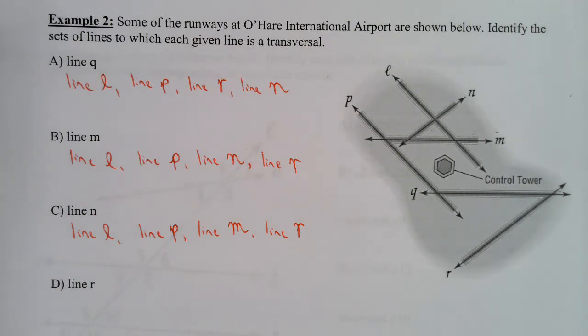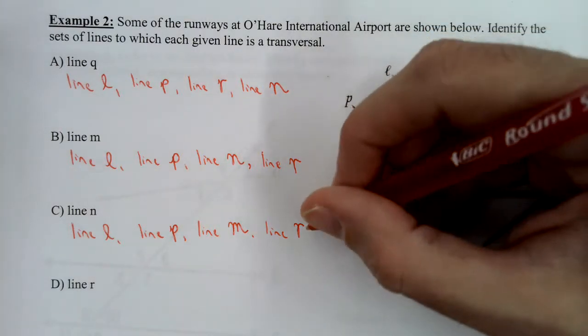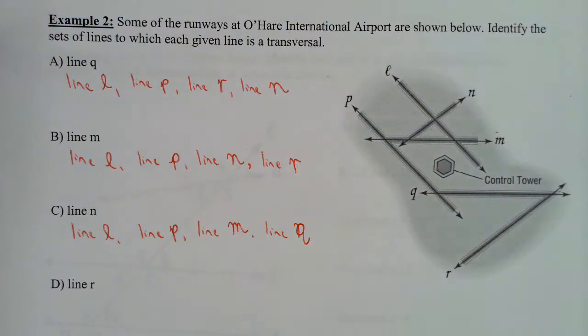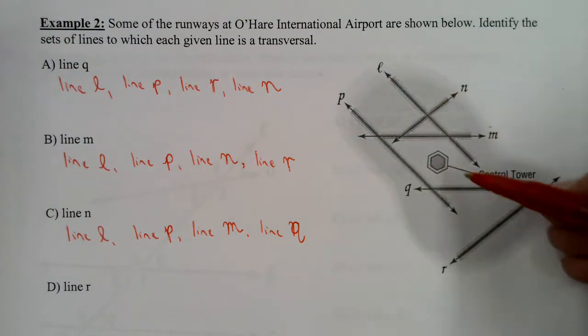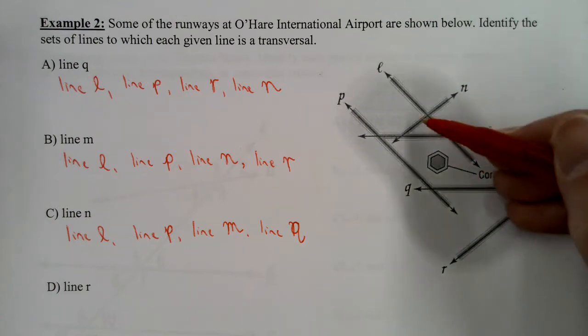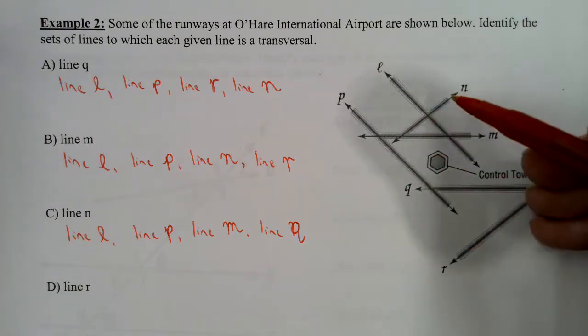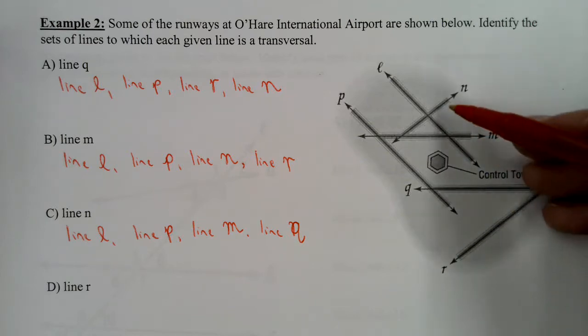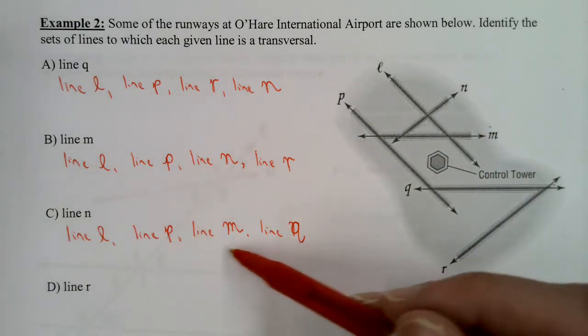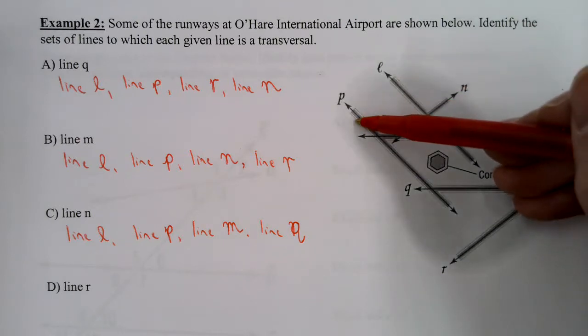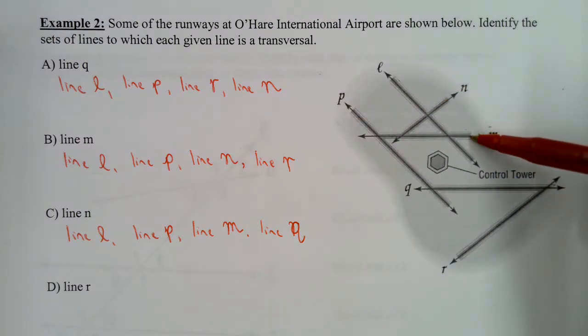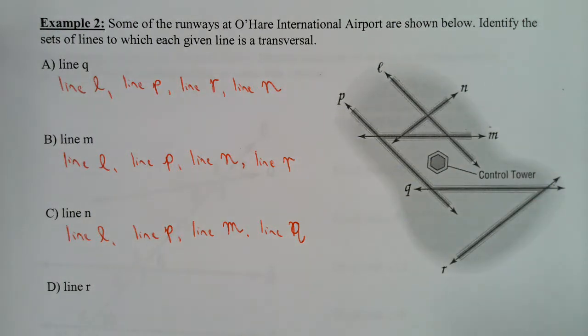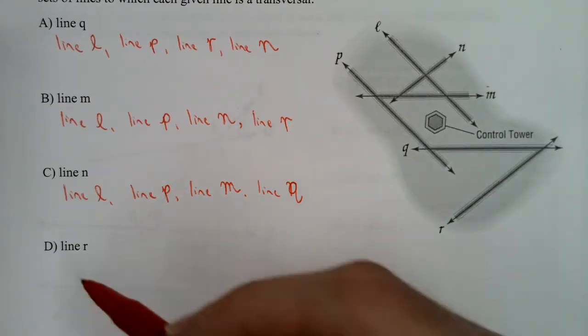And then the last part, line R. What is line R a transversal to? I think I put the wrong letter right there. Sorry about that. This should be a Q. I put R by mistake because line N intersects line Q. My bad. Okay. Line N intersects line Q, not line R. Line N and line R are parallel, so they don't intersect. So line N intersects these four lines. Line N intersects line L and P, and line N intersects M and Q, not R. Sorry about that. Okay. The last part, what lines does line R intersect?